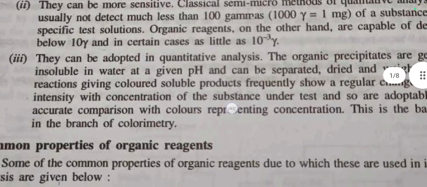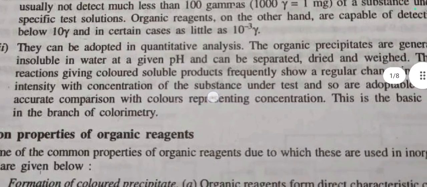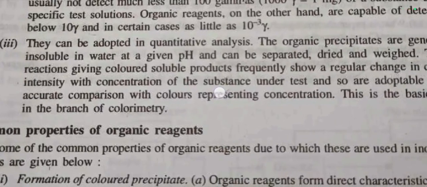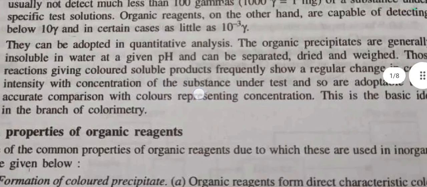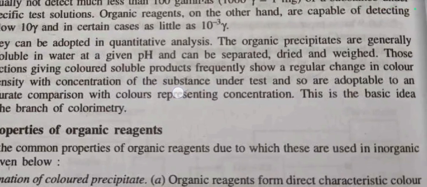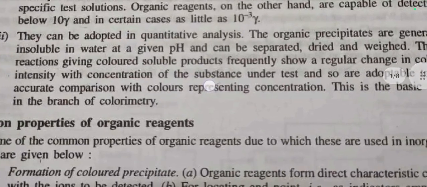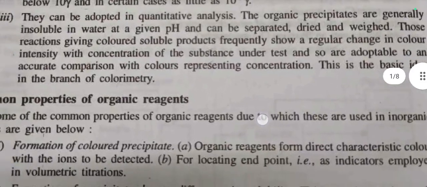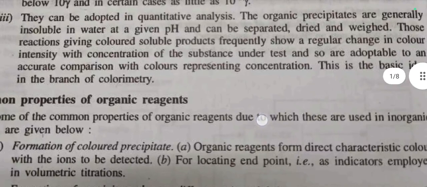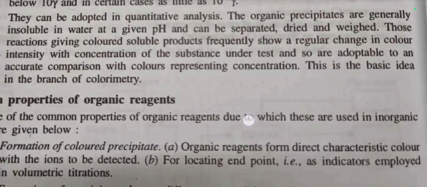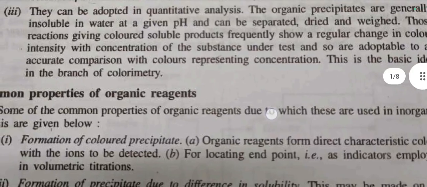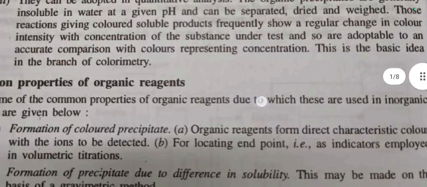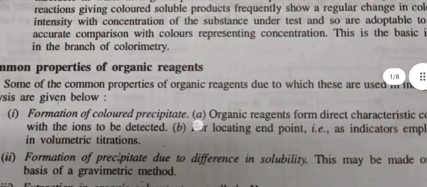Third, they can be adopted in quantitative analysis. The organic precipitates are generally insoluble in water at a given pH and can be separated, dried, and weighed. Those reactions giving colored soluble product frequently show a regular change in color intensity with concentration of the substance under test, and so are adaptable to an accurate comparison with colors representing concentration. This is the basic idea in the branch of colorimetry.